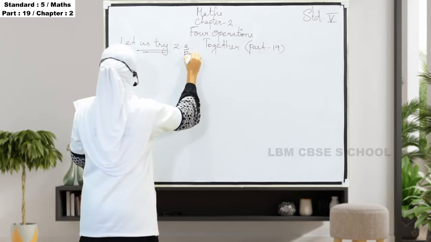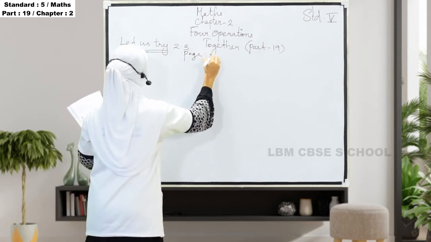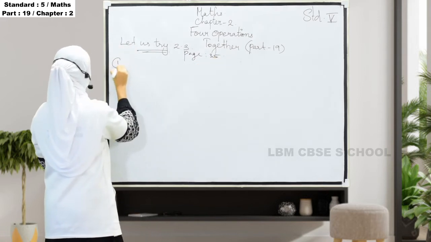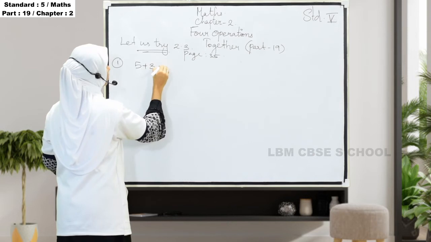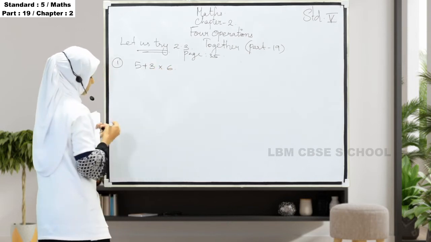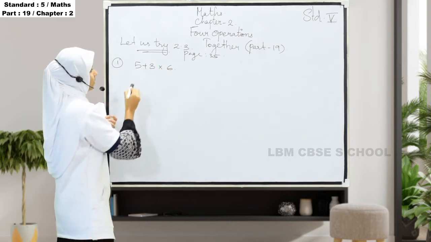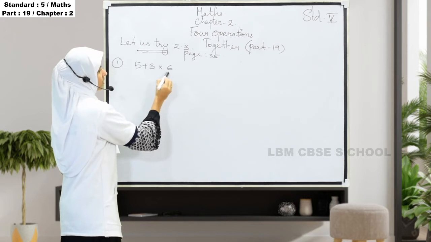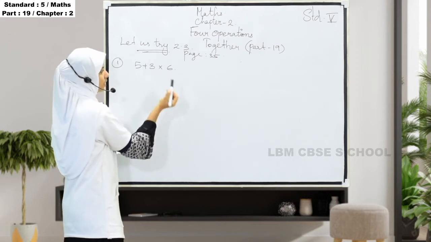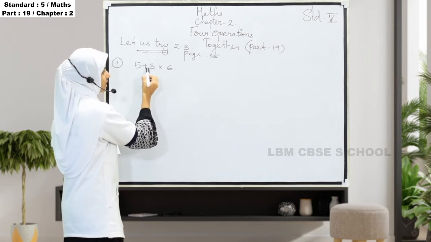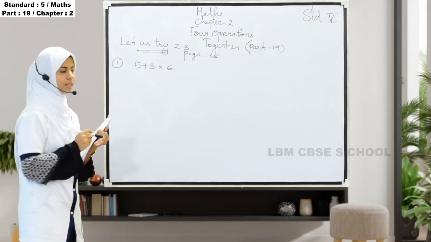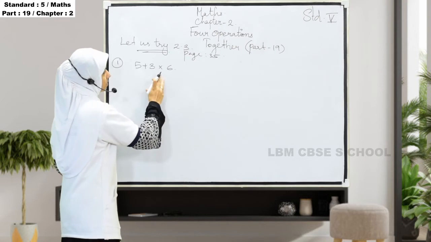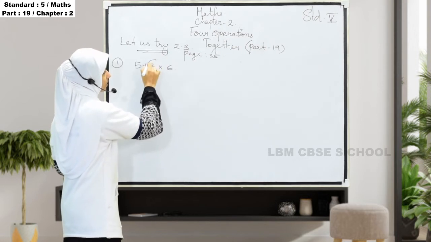Textbook page number 35. First question, 5 plus 3 into 6. Look at this question, 5 plus 3 into 6. Here are two operations. What are the operations here? The first one is addition, then multiplication. Using DMAS rule, first we have to find the product of these numbers.